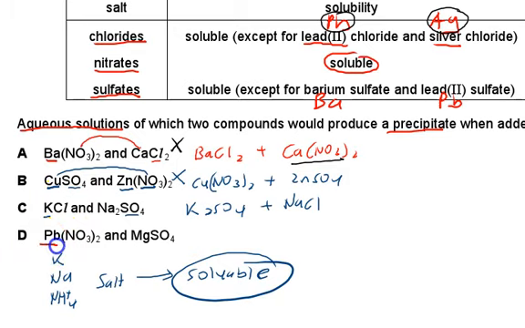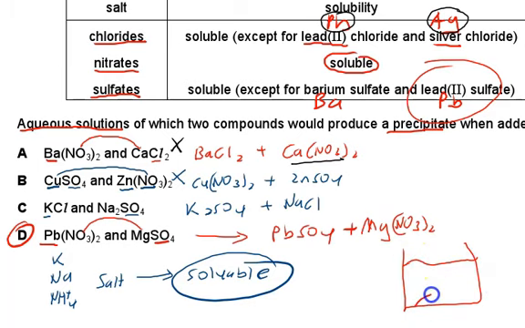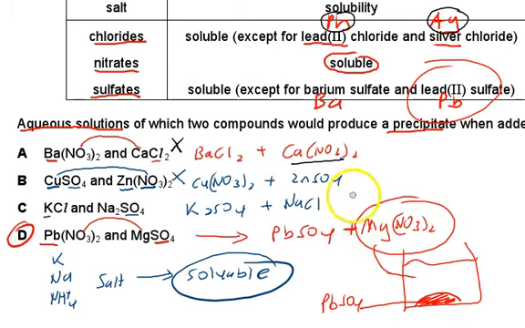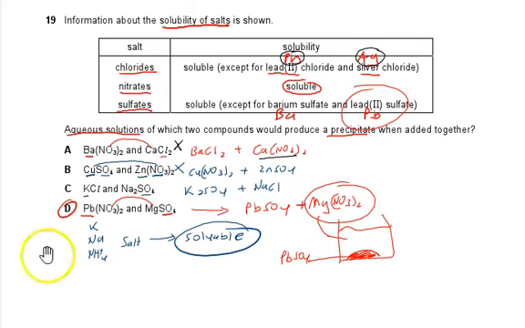Let us look at the last one, plumbum sulfate. Lead sulfate is insoluble. So we got the answer. And the next one here is magnesium nitrate. Magnesium nitrate is soluble. So you have one that is soluble and you have the precipitate. So this is plumbum sulfate and here is magnesium nitrate. I hope you understand this question. This is for number 19.